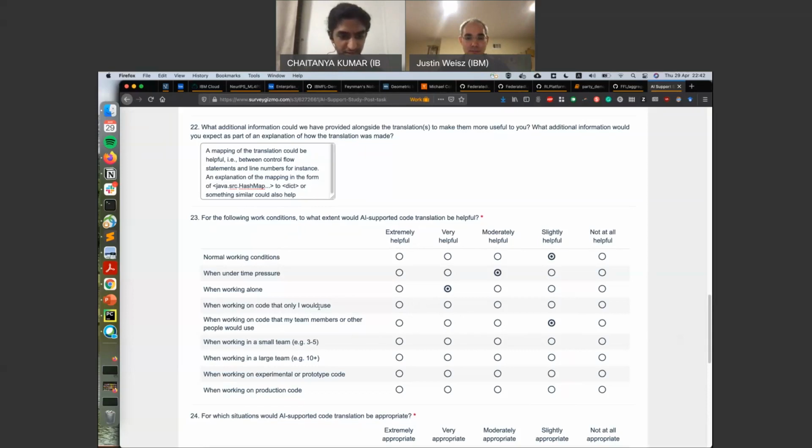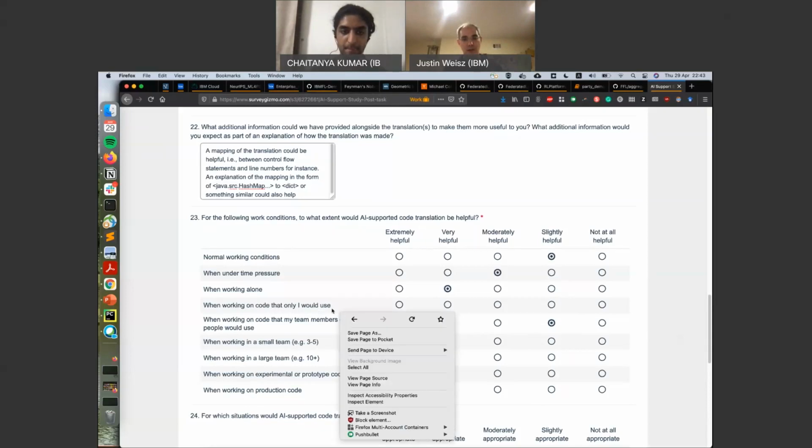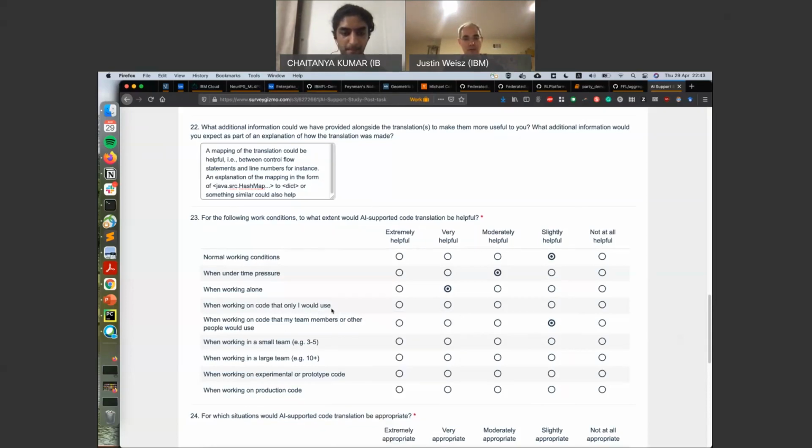So what sort of scenarios are these? When working on code that only I would use means that I wrote, let's say, the Java implementation, and tomorrow I'm translating it to Python. Is that the scenario? Yeah, I guess one scenario is if you have some Java code that you want to translate for Python, but it's a project that you're working on and no one else is working on this. It's just a personal kind of thing.